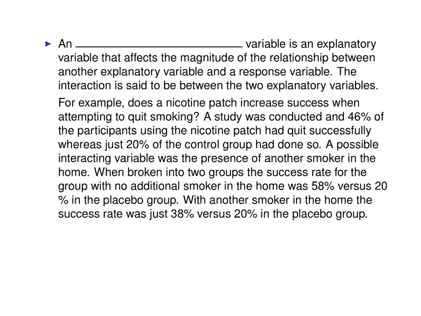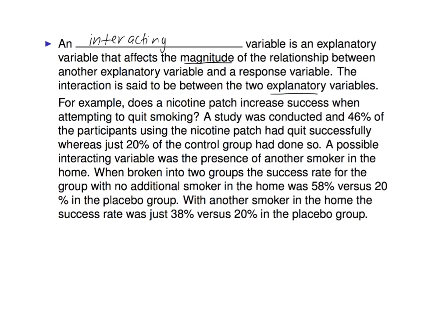Now, there's another kind of variable that's kind of like a confounding variable. It's called an interacting variable. And this is a variable that affects the magnitude of the relationship between another explanatory variable and a response. And the interaction is said to be between the two explanatory variables. It's slightly different than a confounding variable, and I meant to look up a really good example. I'm afraid I totally botched it and forgot, so I'll tell you on Monday.